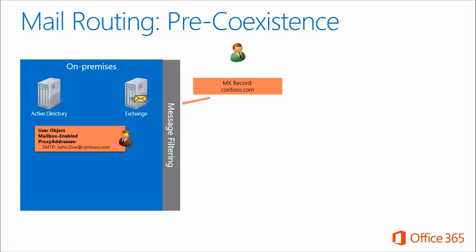So someone outside your organization sends the email, it hits contoso.com. It then flows down and looks for that user object and says, oh, Exchange server finds John Doe. John Doe is right here. Mail goes to John Doe. Perfect. So before coexistence, we all know that's how mail goes.